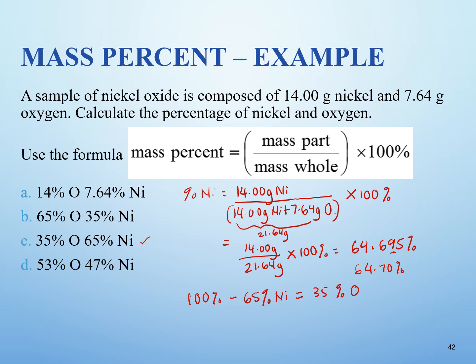And if you did the work for oxygen separately, it would look like this. It would be 7.64 grams of oxygen divided by the total grams, which is 21.64 grams, times 100%. And then you will get the same answer. You'll get about 35%.